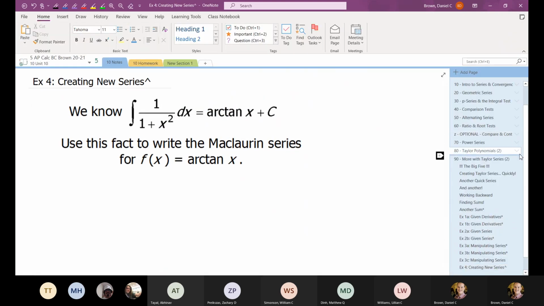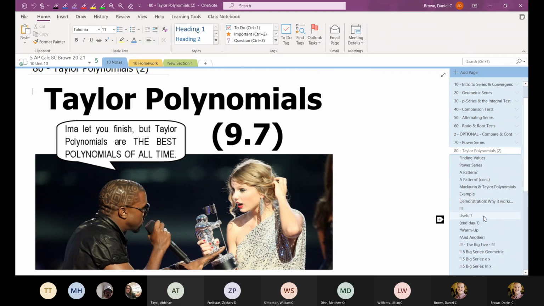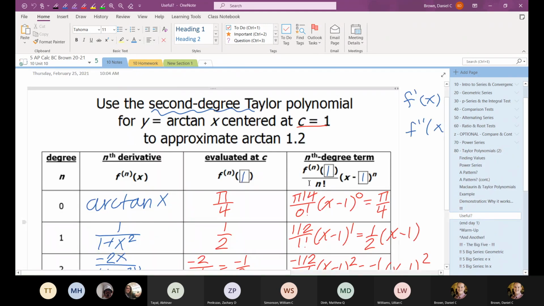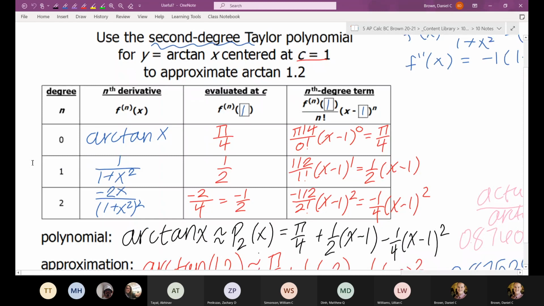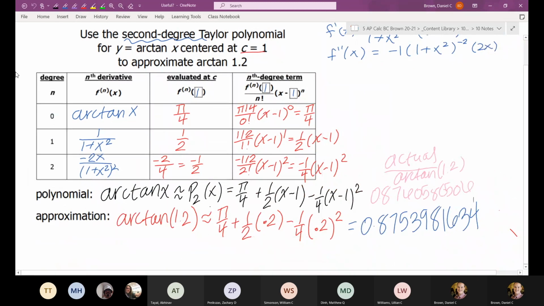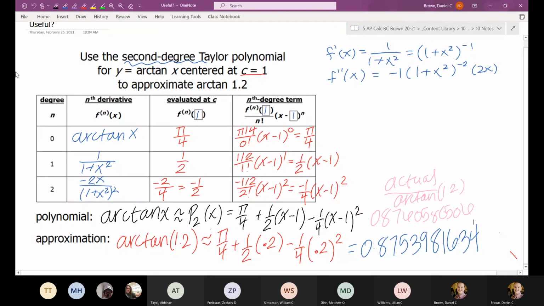Now we actually started writing a power series for arctangent. We did it way back here. This was the example we did. And looking at this, we only did a degree 2 one. Why would doing more terms of a Maclaurin polynomial for arctangent be a little bit complicated? It's really complicated. Its derivative is gross. You start having to do the quotient rule with the chain rule, and it just gets more and more complicated.